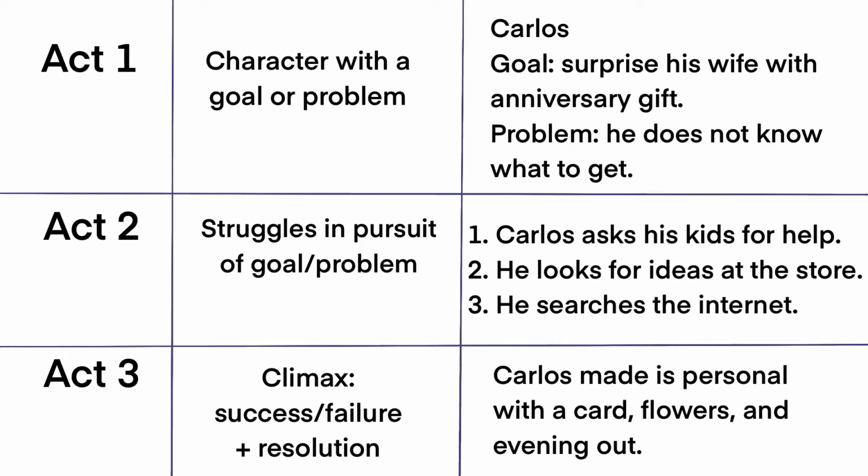Endings are difficult because there needs to be an epiphany for your character in order to make it entertaining. This is where the moral of the story comes in. The bigger the lesson learned by your character, the more impact your story has. Act 3 is the result of your character's efforts. How did Carlos achieve his goal in Act 3?